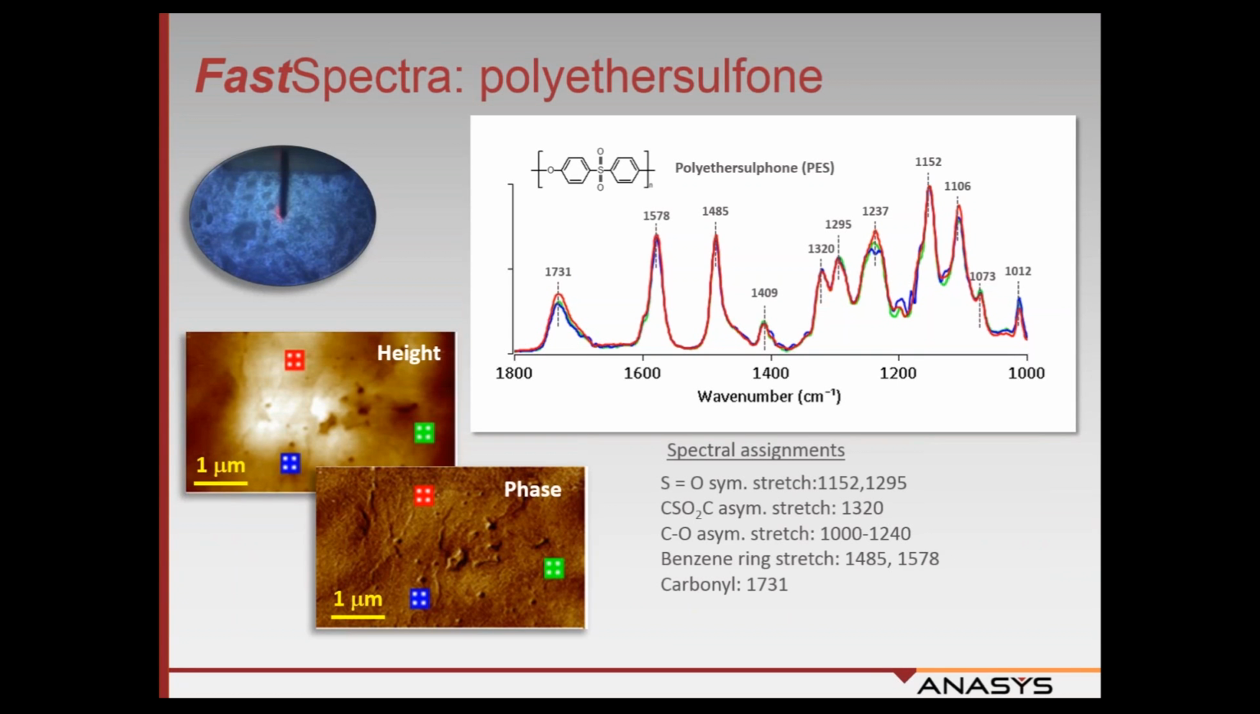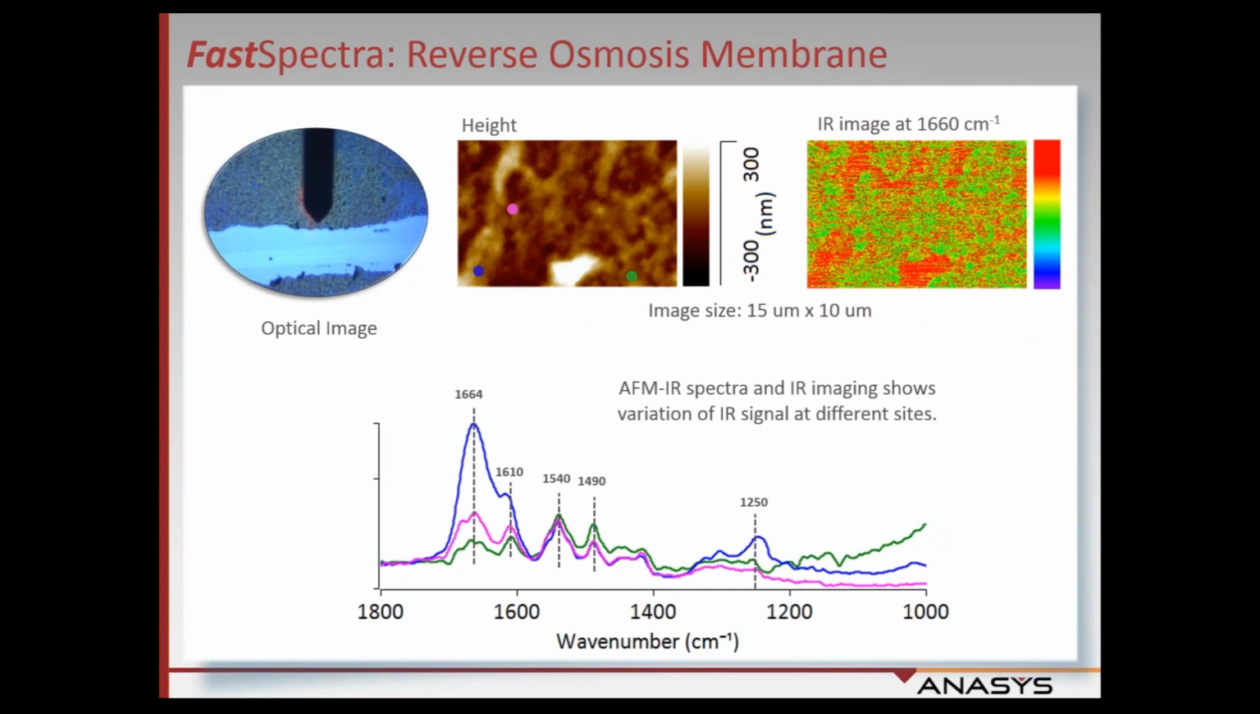And here's a couple of examples of these measurements. This is an example on a polyether sulfone sample, showing the measurements mapping out across the surface of the sample, collecting the AFM images and tapping and selecting regions. We can then identify all these absorption bands and do spectral assignments of them, so we have a clear understanding chemically of what is varying across the surface.